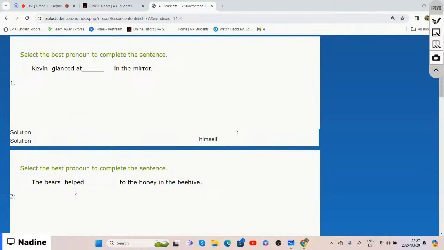The base helped. Remember, the word needs to end in self, or if it refers to more than one, it needs to end in selves. Remember, we said that if it is plural, then it ends in selves. VES, selves.